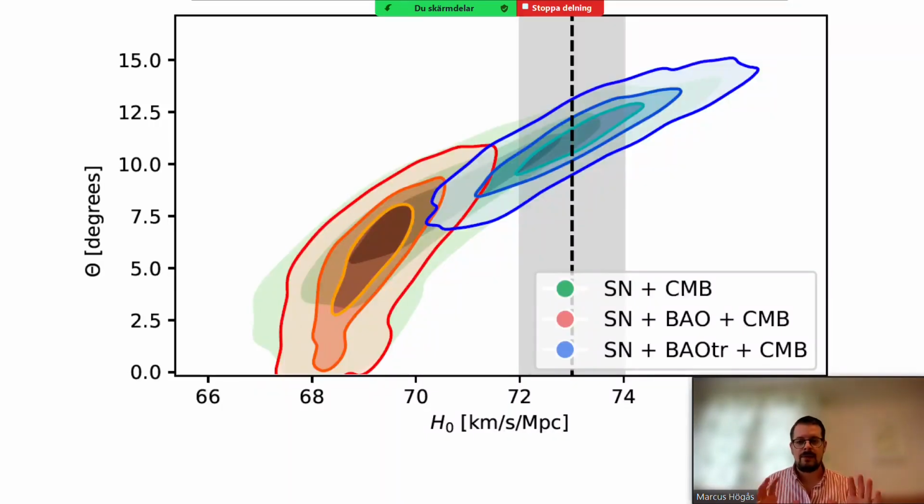So let me take some time to explain what's going on in this plot here. So first of all, what we have here are marginalized confidence contours when fitting bimetric cosmology to these different data sets here. On the horizontal axis here, we have the Hubble constant.